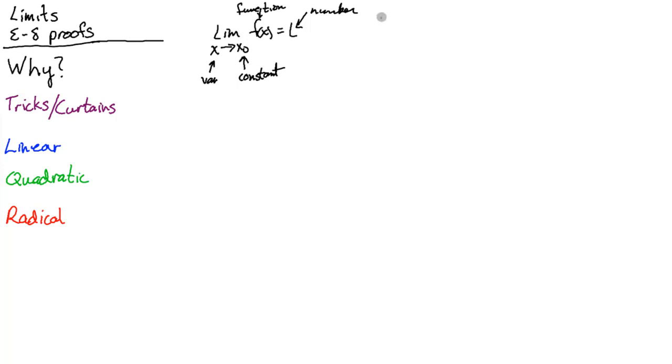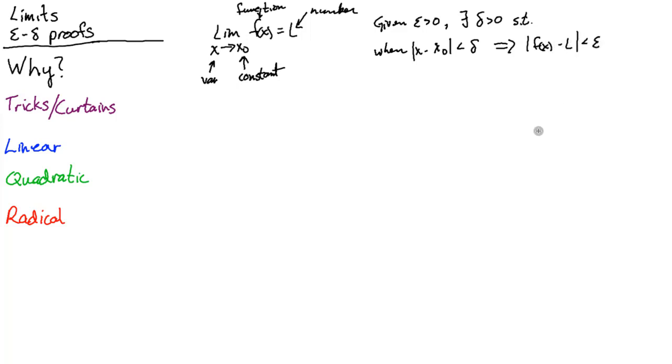It starts off by saying, given epsilon greater than 0, there exists, that's that symbol right there, there exists a delta greater than 0 such that, I'll do an ST for such that, when x minus x naught, or you could have an a there, that's okay, when the absolute value of that is less than delta, that will imply that the absolute value of f of x minus L is less than epsilon.